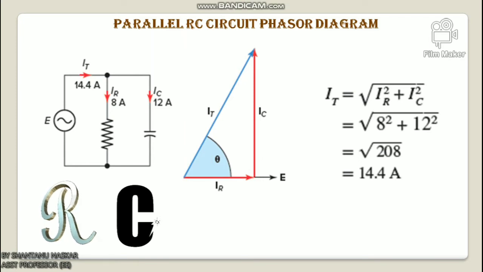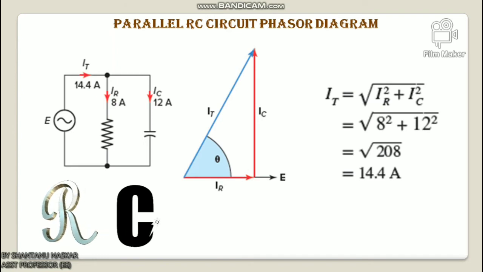So in a parallel RC circuit, the line current leads the applied voltage by some phase angle less than 90 degree but greater than 0 degree. The exact angle depends on whether the capacitive current or resistive current is greater. If there is more capacitive current, the angle will be closer to 90 degree, while if the resistive current is greater, the angle is closer to 0 degree.